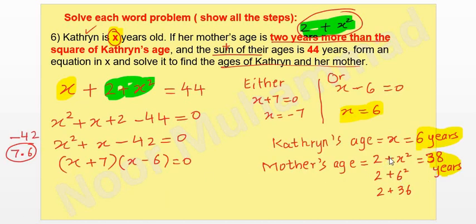So here is the final answer. Catherine's age x is 6 years old. We are not going to take this negative number. And then to find the mother's age, it's 2 plus x squared. So 2 plus x squared means 6 squared, that is 36. So 36 plus 2 will be 38. So that's all for this video, for this word problem exercise. Hope you understand it.